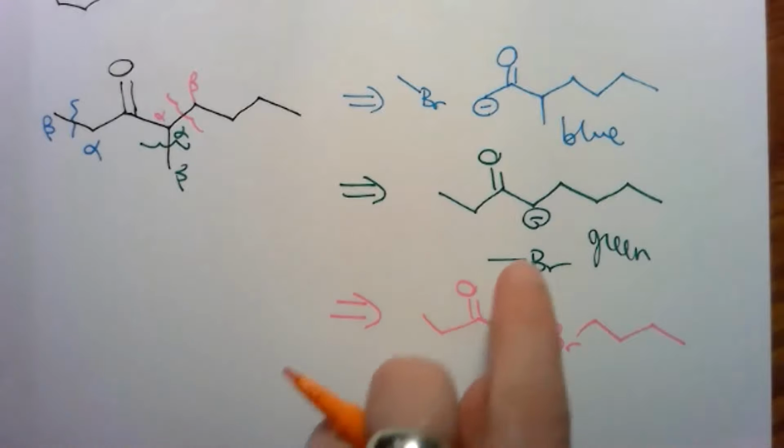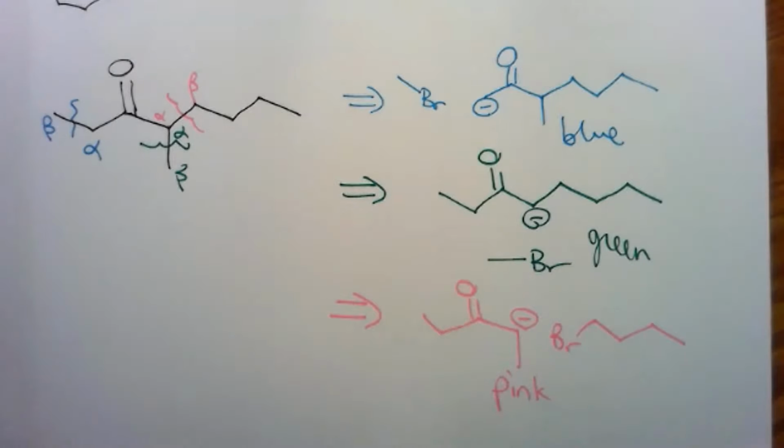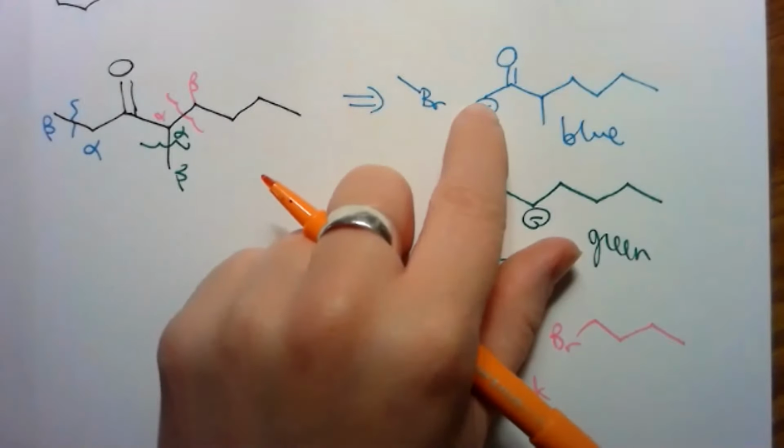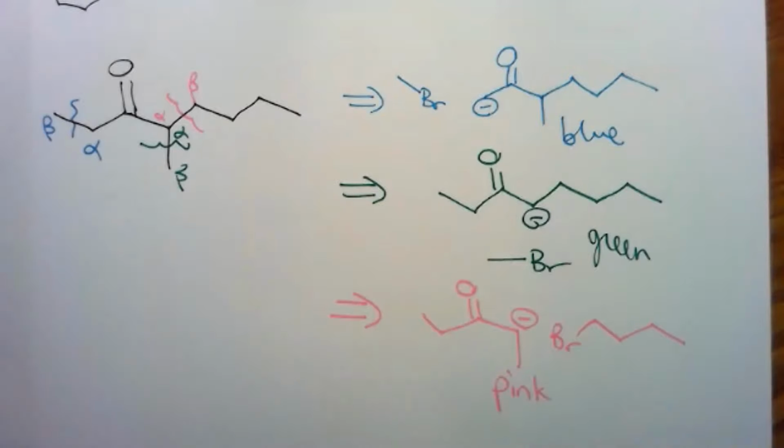Well, if we go back to considering the ketones that these things come from, that blue enolate would come from a ketone that's not symmetric. So you could potentially control taking this alpha hydrogen rather than that alpha hydrogen using kinetics and thermodynamics like we just discussed.